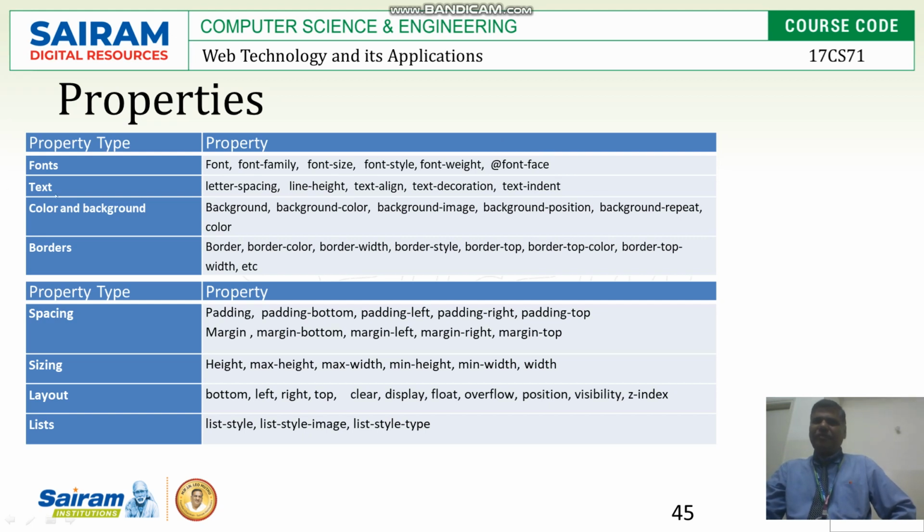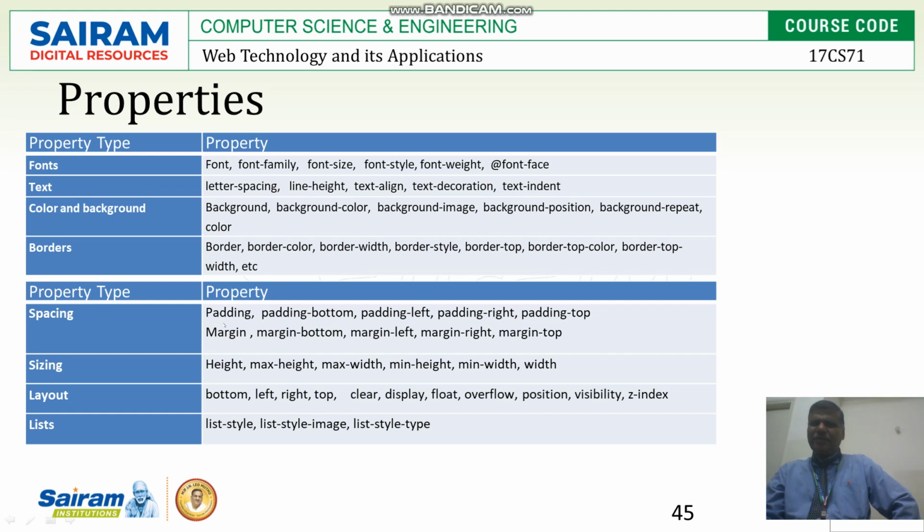Then there is text. For text, there are letter spacing, line height, text align, text decoration, text indent, and many others like this. Then color and background. Background itself is one property, and it has background color, image, background position, repeat, and so on. Then we have borders, border color, and all these things.